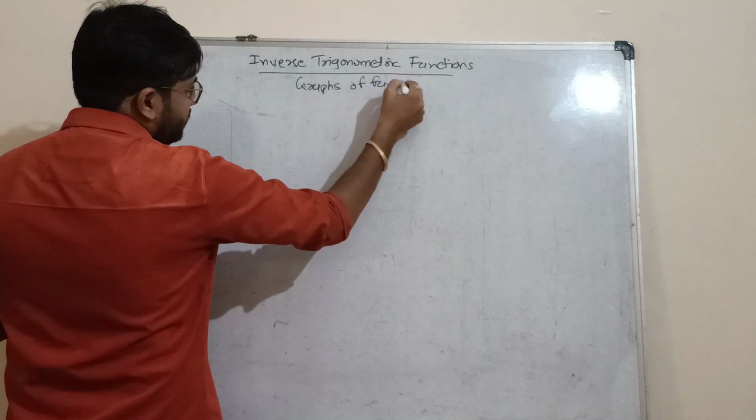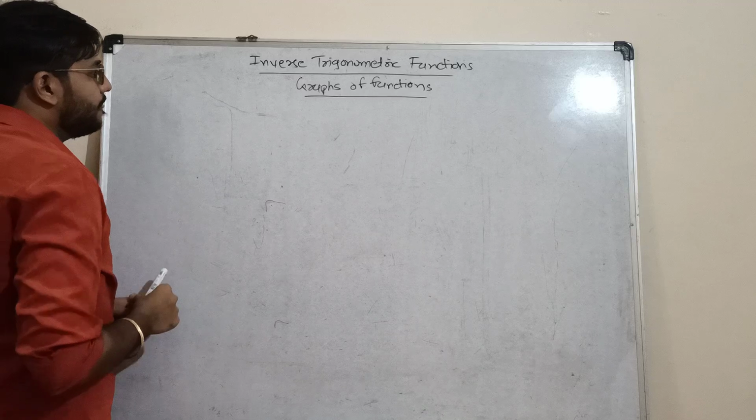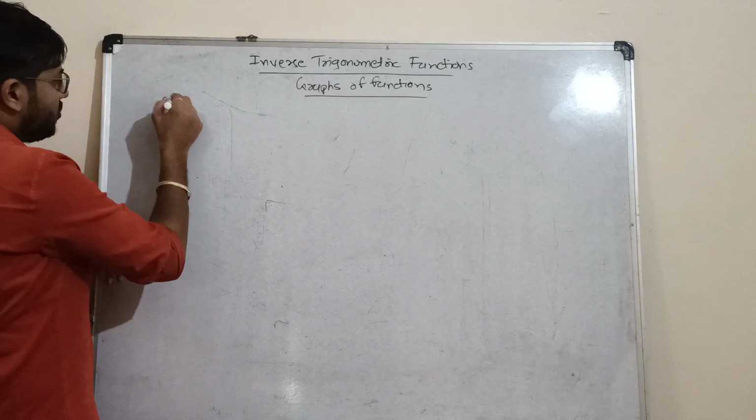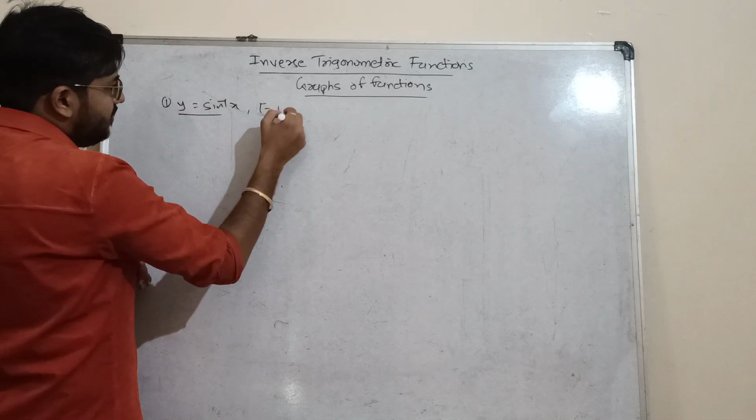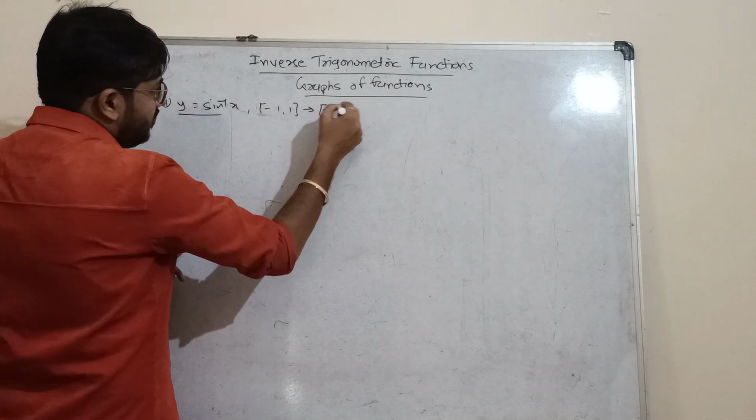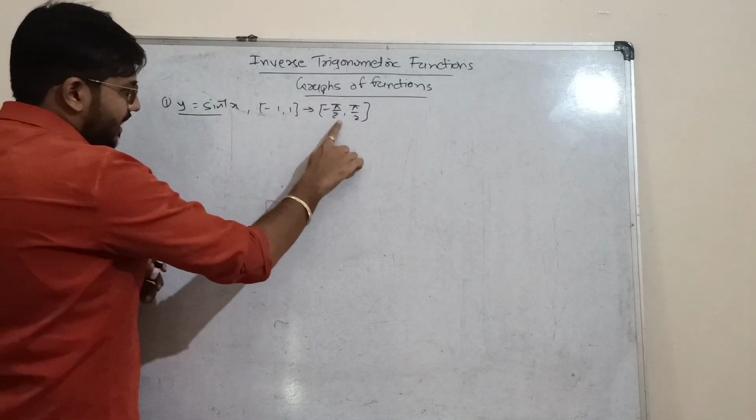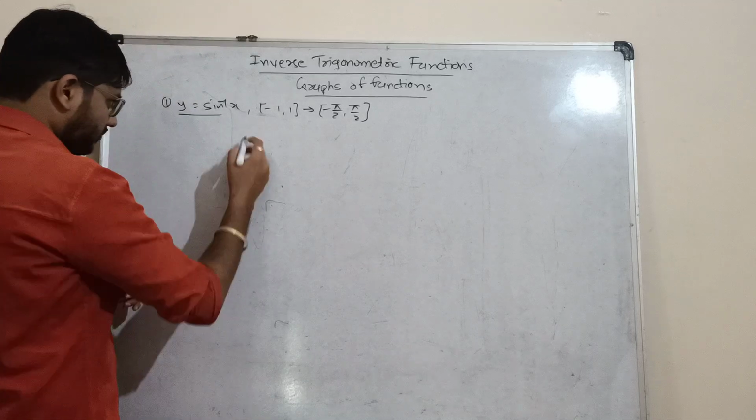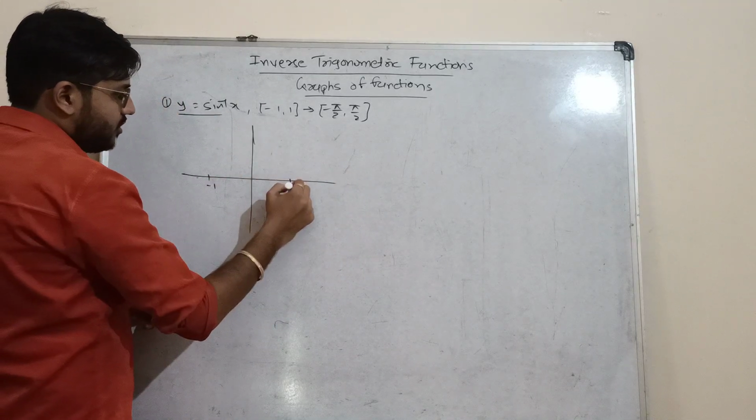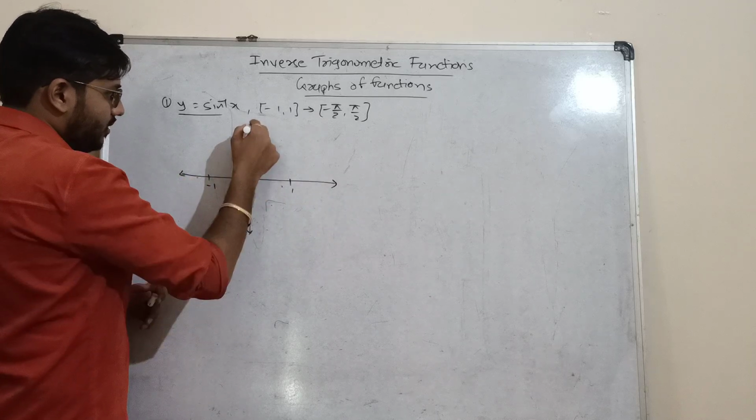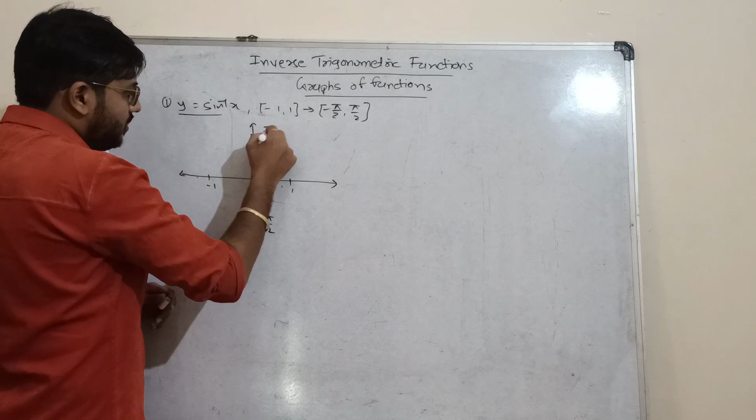Graphs of functions, basically the inverse functions, right? Graphs of inverse functions. So first of all, let's talk about sine inverse x, and we know that sine inverse is defined from -1 to 1 to minus pi by 2 to pi by 2. This is the domain and this will be the range, right? So if I want to plot the graph of this, the domain will be from -1 to 1 and the range will be from minus pi by 2 to pi by 2.